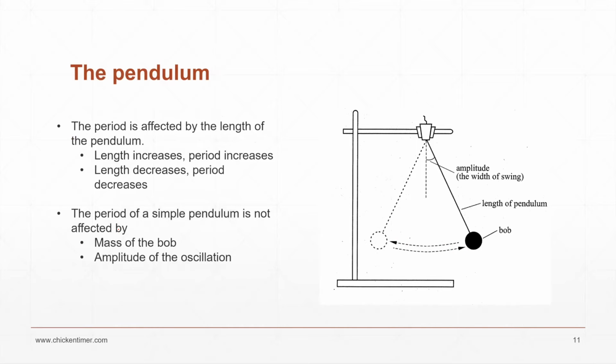Okay, so the period is affected by the length of the pendulum. So length increases, period increases. Then the period is not affected by the mass and the amplitude of the oscillation.